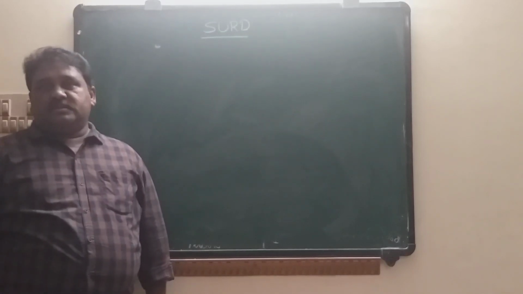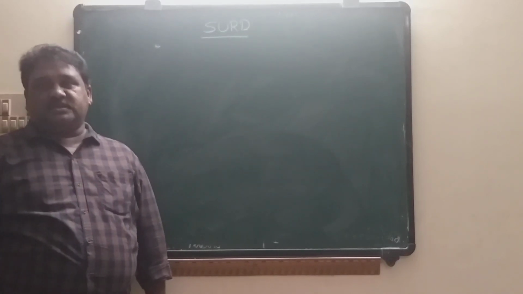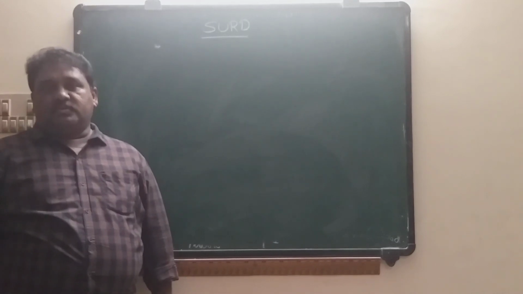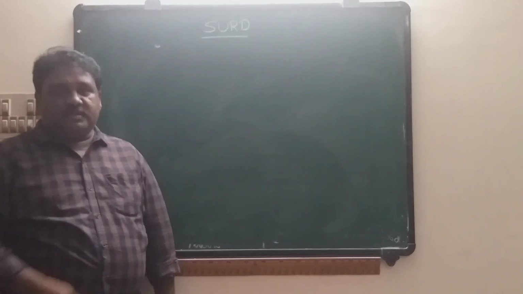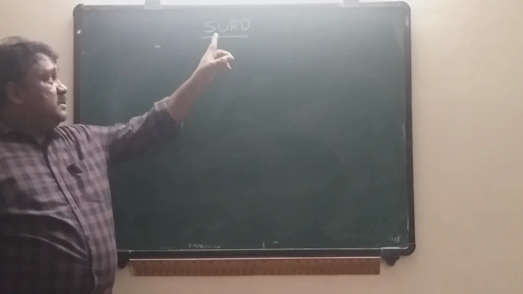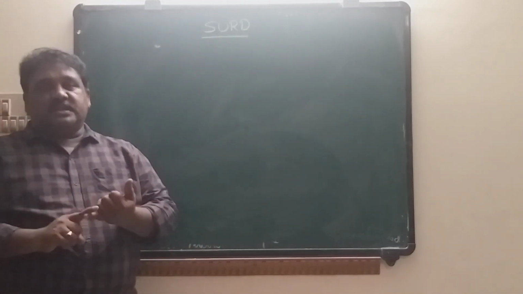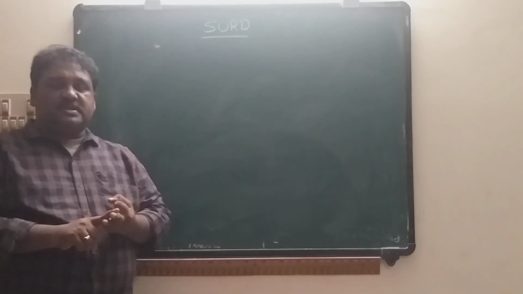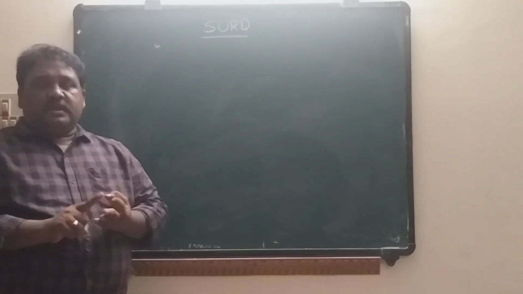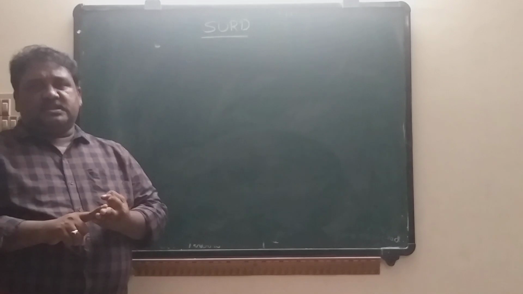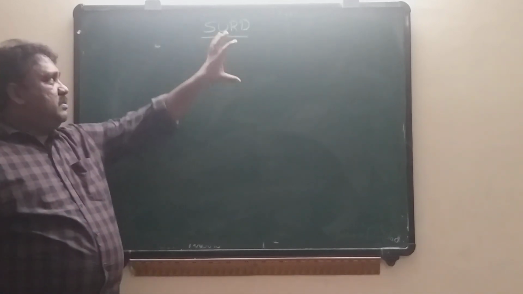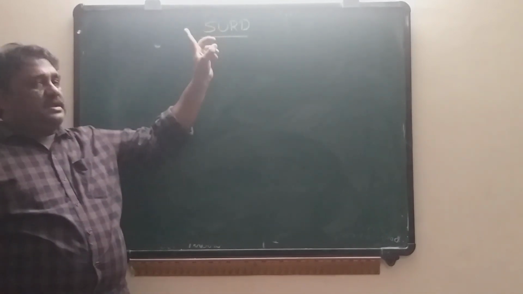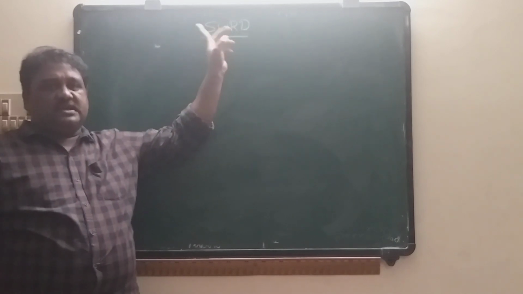In the last class, part of the introduction was completed. Today I want to continue the remaining part of the introduction. In the last class, the definitions of rational number, irrational number, real numbers, natural numbers, whole numbers, and integers were all completed. Now, our first topic today is surd.